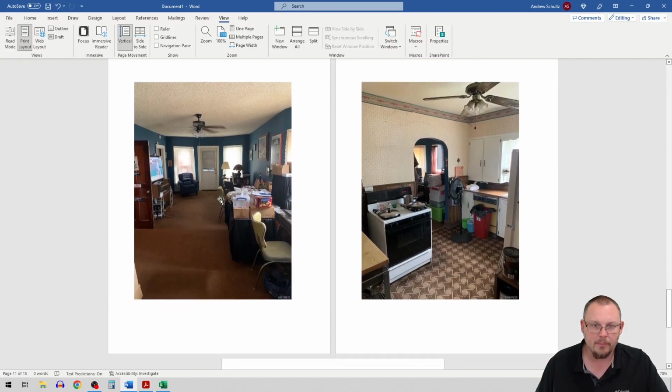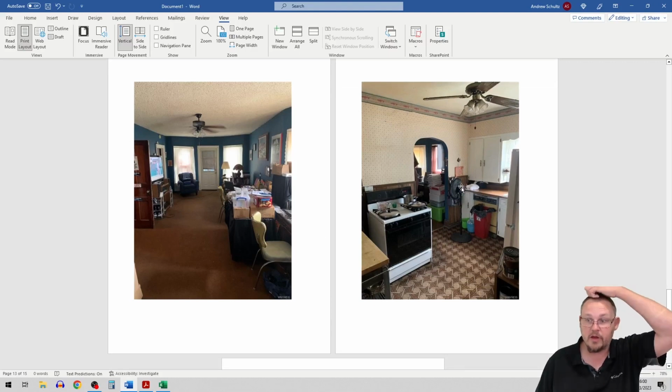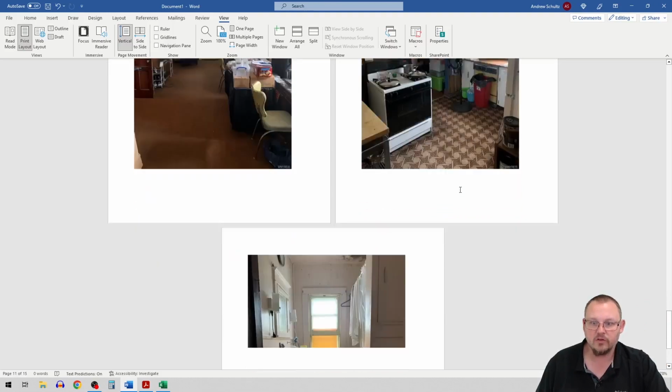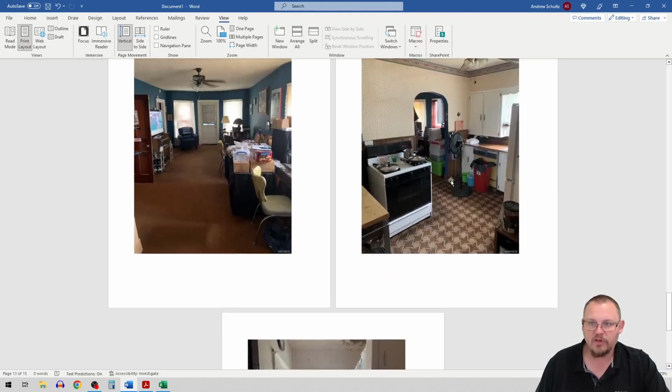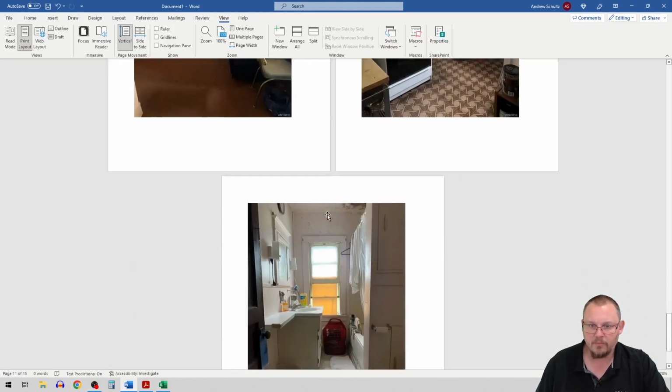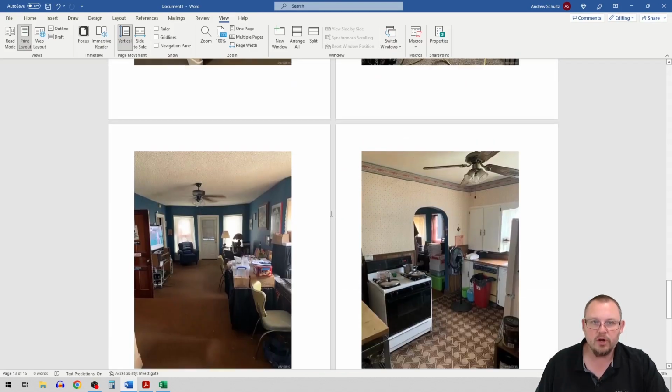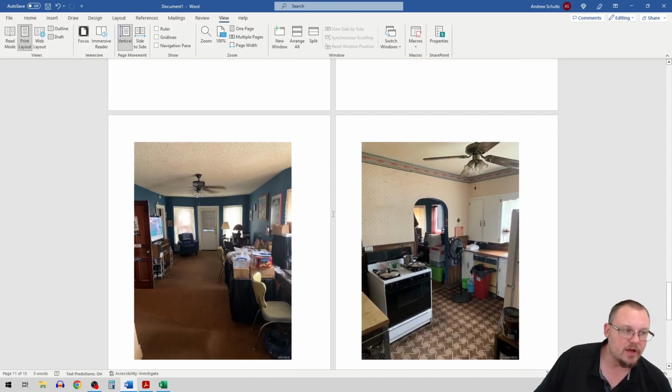This is going to be the upstairs apartment living room and the upstairs apartment kitchen. You can see that the upstairs apartment definitely has not had as much work put into it as the downstairs has over the course of time. I would say that this kitchen is certainly in need of some updates, as well as this bathroom is certainly in need of some updates. So that gives you a pretty good idea of what the property itself looks like.